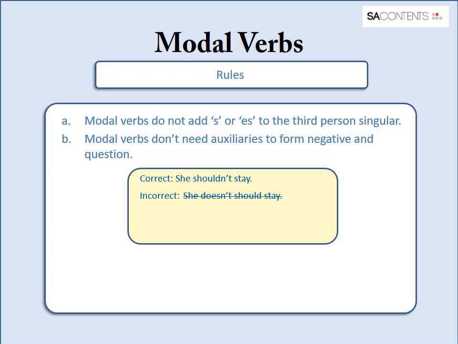Let's take one more example. Why should she stay? This is the correct structure. And if someone says that we have to use an auxiliary, it is incorrect. Let's see the incorrect structure too. Why does she stay? This is incorrect.